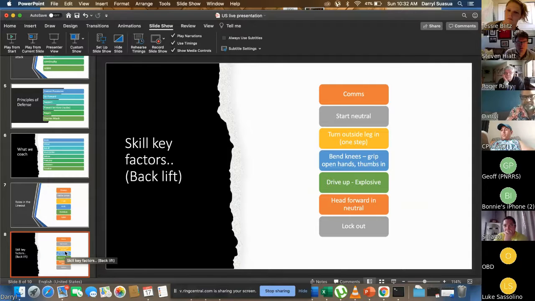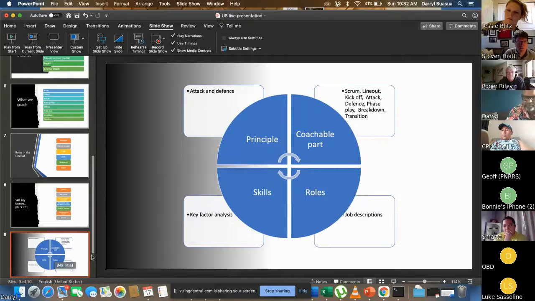Okay, right, I'm just going to come out of that. Does that all make sense, what I'm saying at the moment? So we've gone from a principle to a part of the game we want to coach, to a role within that part, which was the back lifter, and now we're coaching all the little detail within that. So we can do that with every position.